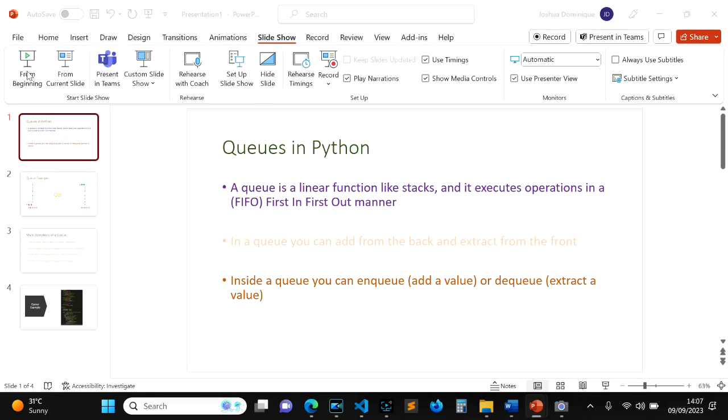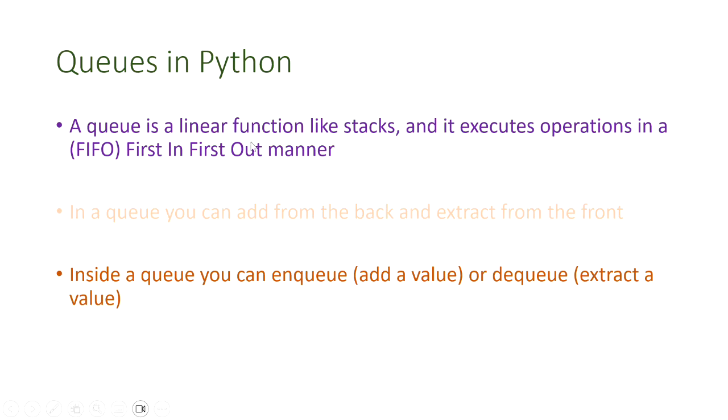Queues in Python. So queues are linear functions, so it's kind of like stacks. Stacks is another linear function in Python. It executes operations in a first in, first out manner. So let's say you're in a cafeteria and you're the first one there. You're obviously going to be the first one to get your food and the first one out of the queue. So that's how queues work.